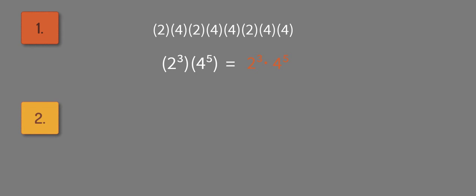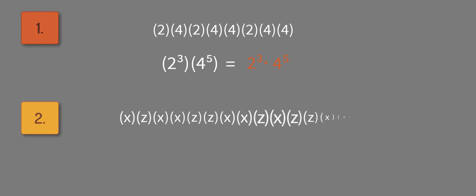Second problem is similar, only we're looking at variables, and there are a lot more of them. So let's count those out. We have X and Z. There's no other variables that are being used in the problem. So let's count the number of X's. We have 1, 2, 3, 4, 5, 6, 7, 8. So this is going to equal X to the 8th.